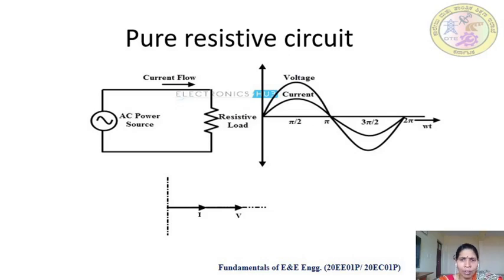Let us see from the figure. In the figure, an AC source is connected across the resistive load. So as we know, in a resistive circuit, voltage and current are in phase. That means voltage and current reach their maximum or zero value simultaneously in a period of one regular interval of time.